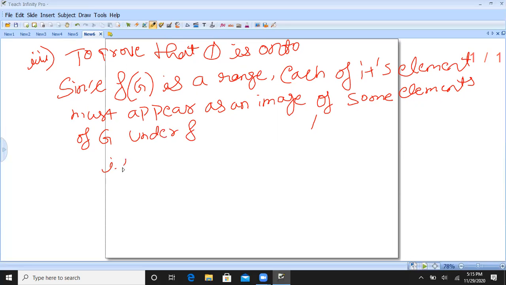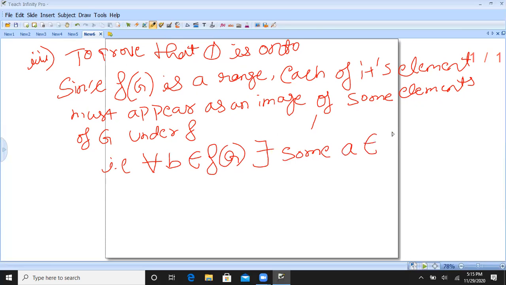Therefore phi of B belongs to f of G, that is, there exists some A belongs to G such that B is equal to f of A.